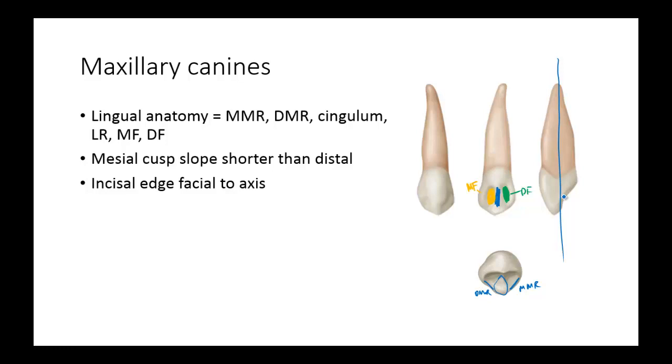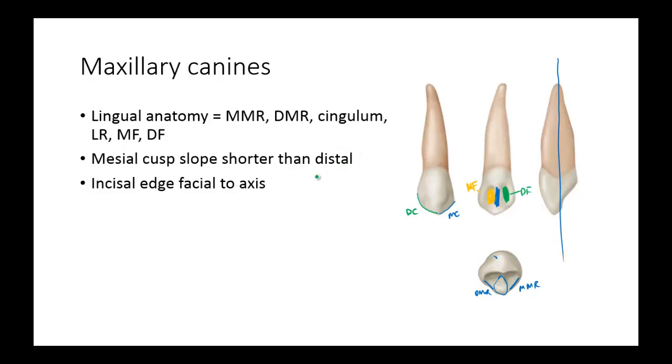the mesial cusp slope is shorter than the distal. What that means is, if you look at it right here, this is the distal part of the tooth. The distal cusp slope is right here, and this is the mesial cusp slope. This is the mesial cusp, and this is your distal cusp. You can see that the distal cusp travels much farther than the mesial cusp. So the rule is, anytime you have a tooth that has one facial cusp, the mesial cusp slope is always going to be shorter than the distal cusp slope.